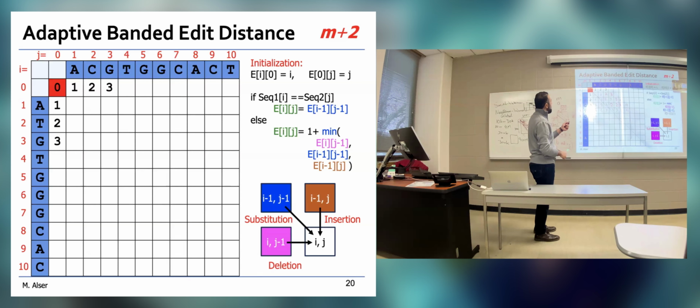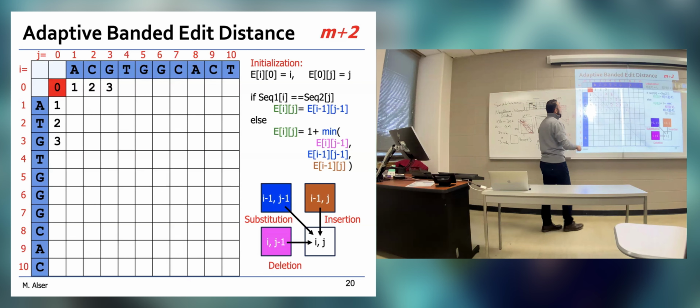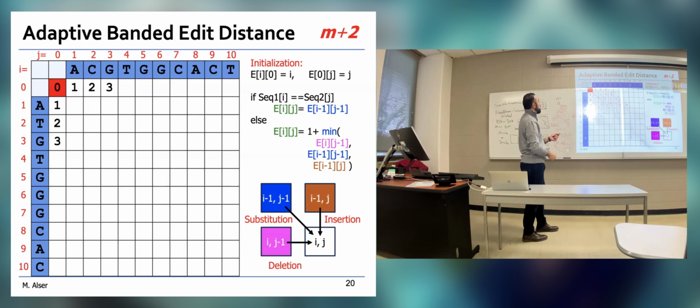Now G and C, not the same. So 3 is the minimum. And now this is becoming 4. 4 plus 2, 6. So it's still within the limit. And everything is good. And this is the minimum.